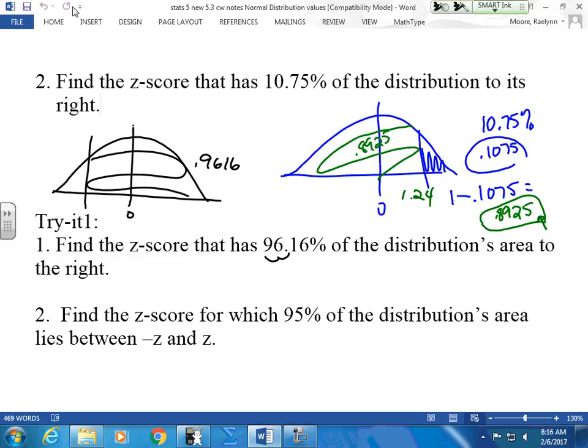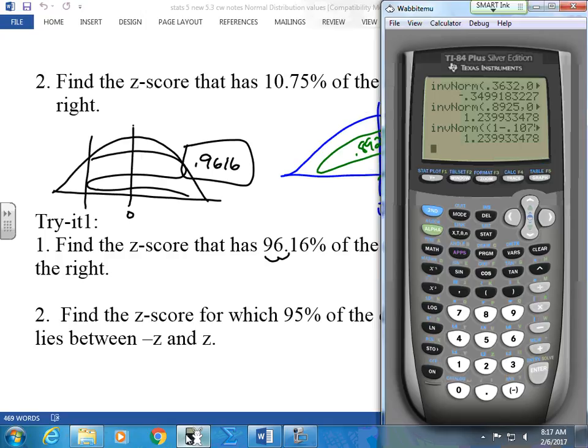I need to find the z-score that corresponds to this area. So I have two choices. I could look it up in my table and hope I find the exact z-score, or better yet, I could use my calculator, second vars, inverse norm. I'm giving it the area to the left to look this up, not the area to the right. I'll show you what happens if you do the area to the right in a second.